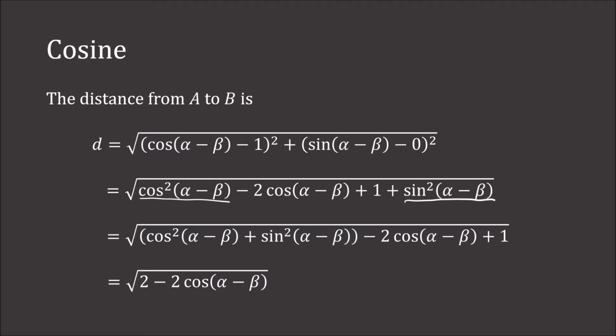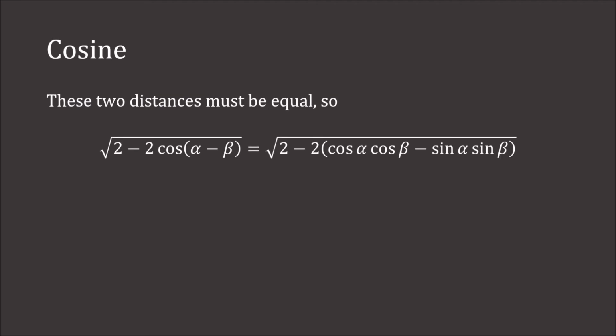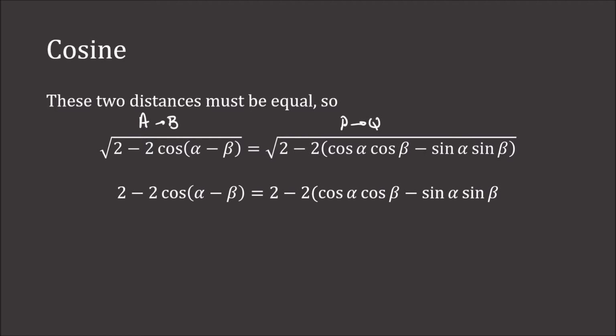Now, the distances must be equal, so we set them equal. Right, remember, this was the distance from A to B. This was the distance from P to Q here. Well, we can square both sides. These 2's wind up canceling out. We can then divide by negative 2. So we're left with this. And there we have it. This is our difference formula for cosine.